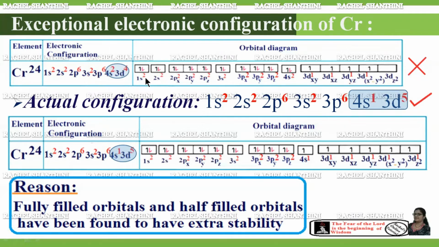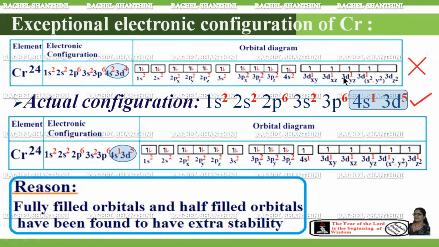Coming to 3d orbitals, how many electrons do we have? 4 electrons. So as usual, we will draw one arrow mark. The first electron will occupy the 3d xy. The second electron will occupy 3d xz.